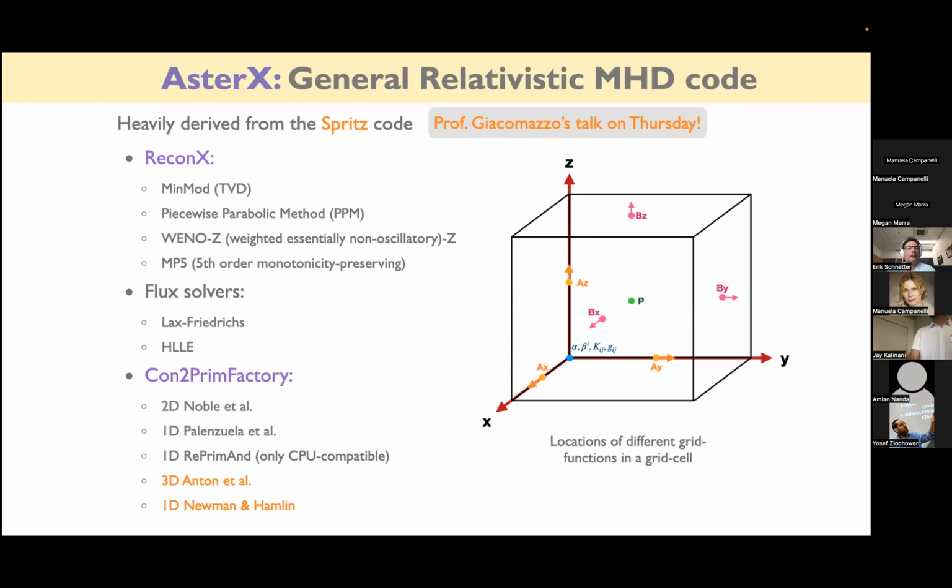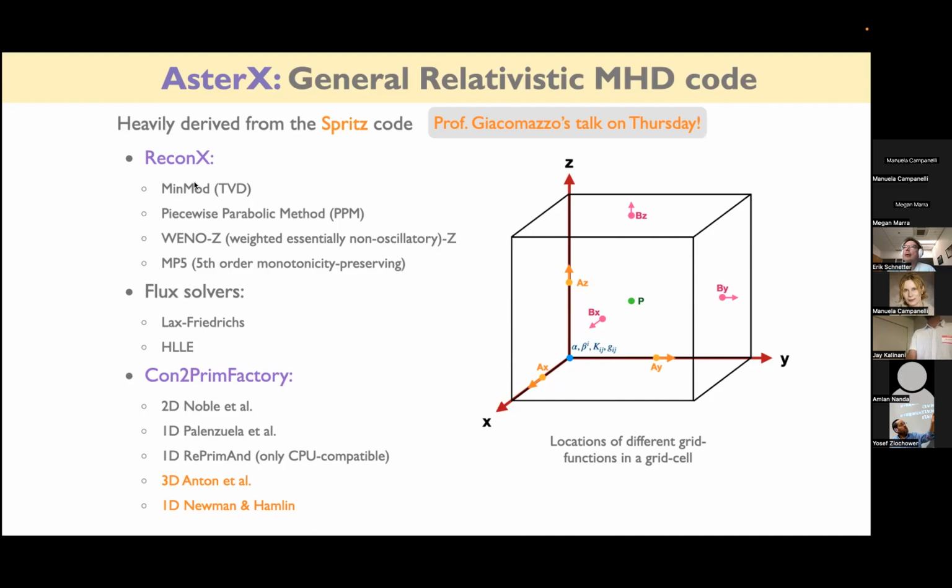And like Spritz, AsterX also evolves the vector potential instead of the magnetic fields, and this ensures the divergence-free condition of the magnetic field. For the different reconstruction schemes, we have the ReconX module, which provides reconstruction schemes like MinMod, PPM, WENO-Z, as well as MP5. And for flux solvers, we have these two, Lax-Friedrichs and HLLE.